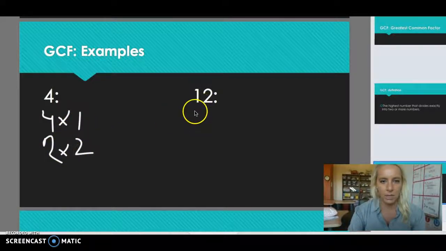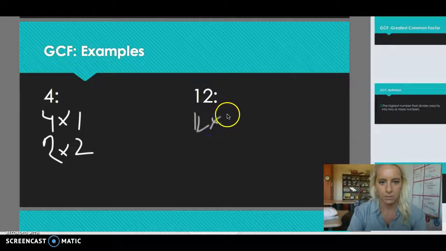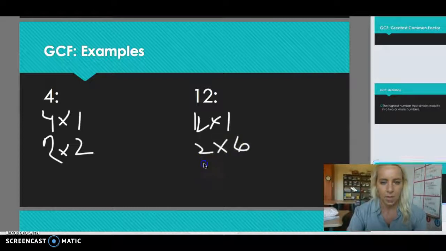Now I'm also going to list the factors of 12. So 12 times 1 gives me 12. I know that 2 times 6 gives me 12. And 4 times 3 also gives me 12.